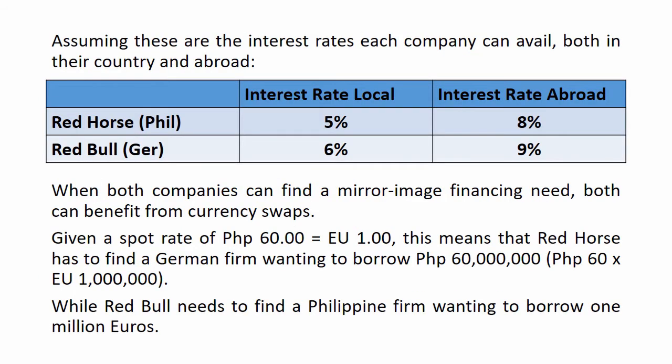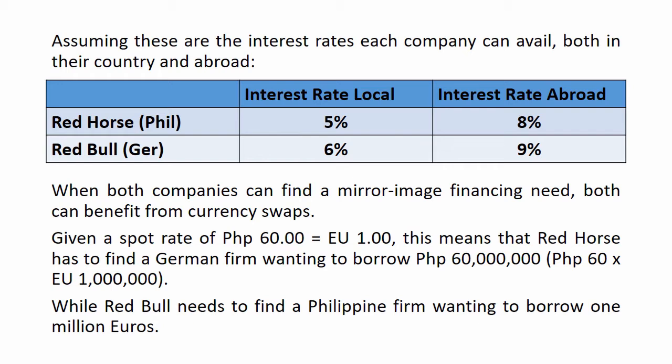This table below shows the situation of both companies. Red Horse can borrow at a low interest rate of 5% in the Philippines, but if they borrow in Germany, they are given 8%. Red Bull can borrow at a low interest rate of 6% in Germany, but when they borrow in the Philippines, they are given 9%. Both Red Horse Company of the Philippines and Red Bull Company of Germany wish to acquire loans at lower interest rates when they invest in a foreign country.